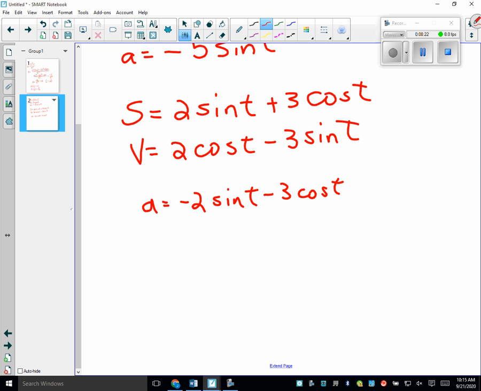Now, I want the velocity and the acceleration when t is pi over 4. So right here for velocity, don't I want 2 cosine pi over 4 minus 3 sine pi over 4 in the calculator? So velocity is, does anybody remember what the cosine and sine of pi over 4 are?